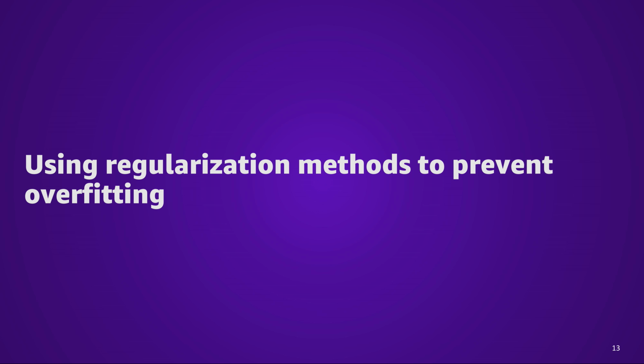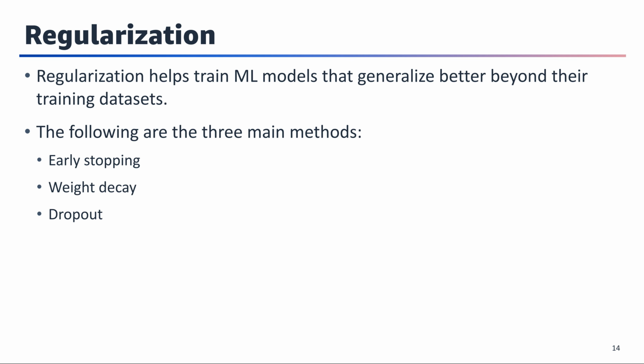Now, let's discuss using regularization methods to prevent overfitting. Neural networks are prone to overfitting, especially when layers are added and neurons are added to layers. Regularization helps train machine learning models to generalize better beyond their training datasets. The 3 main regularization methods are early stopping, weight decay, and dropout.